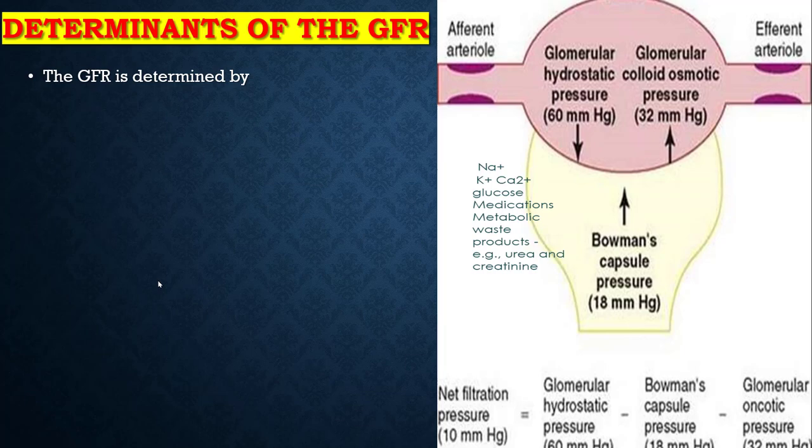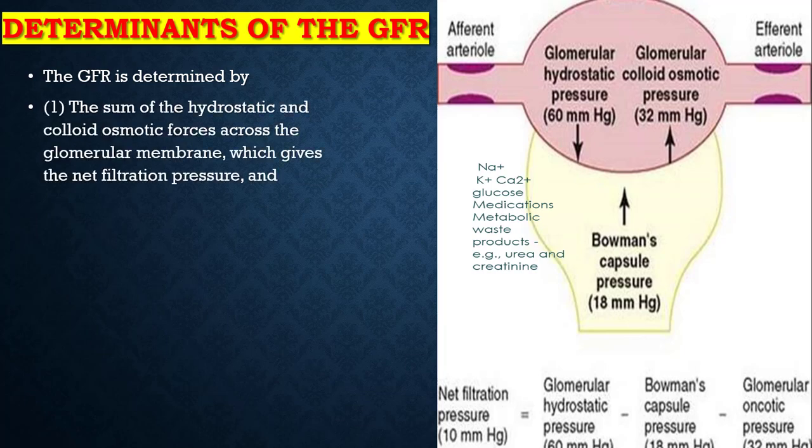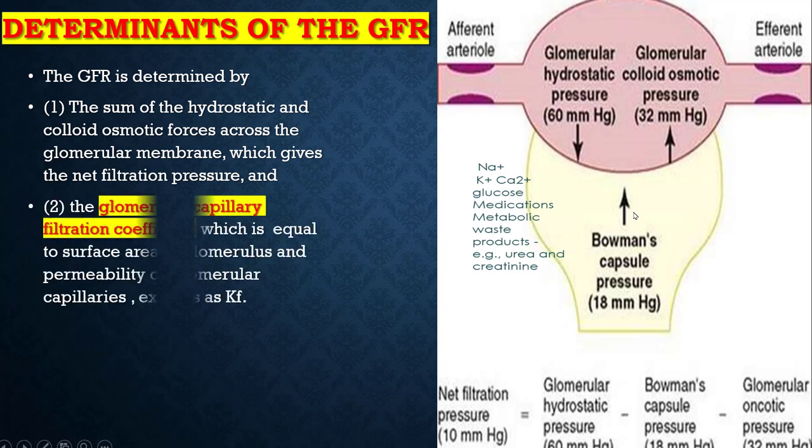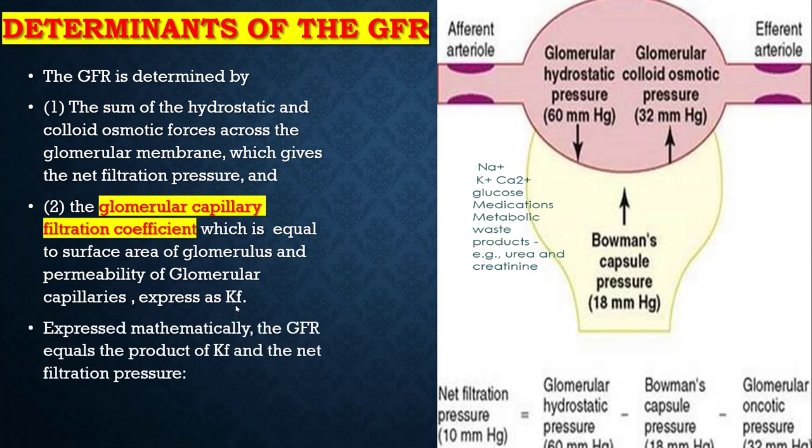The GFR is determined by the sum of hydrostatic and colloidal osmotic pressure across the glomerular membrane, which give net filtration pressure, and the glomerular capillary filtration coefficient, which is equal to the surface area of the glomerulus and permeability of the glomerular capillary, expressed as Kf, based on the surface area and permeability of the glomerular capillaries.